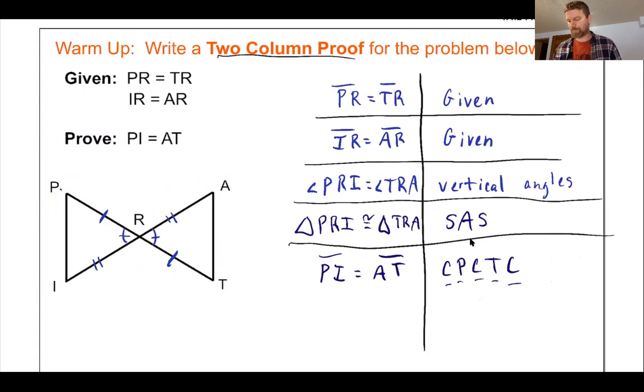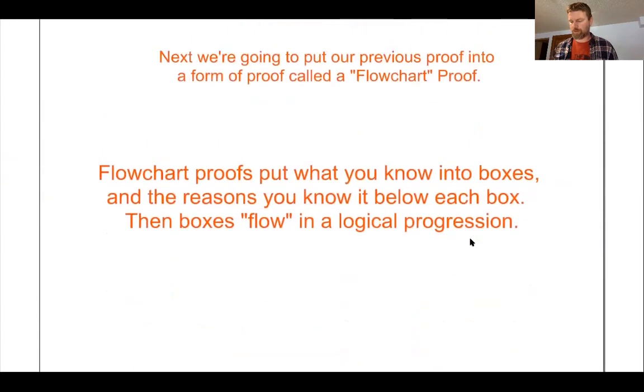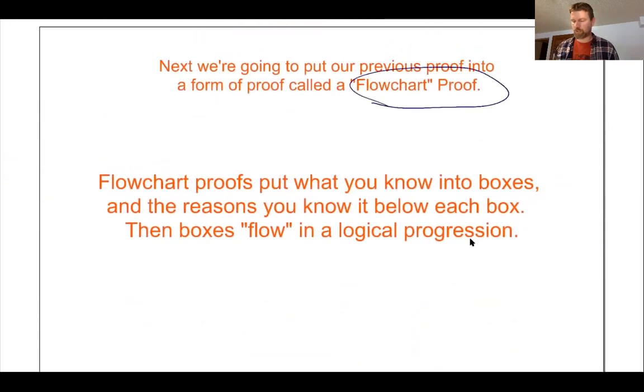All right. Okay, now that we've done that, we're going to learn a new type of proof. We're going to learn a type of proof called a flowchart proof. Now, a flowchart proof is very, very similar. You still have to state what you know and state why you know it. It's just the order is going to be different.